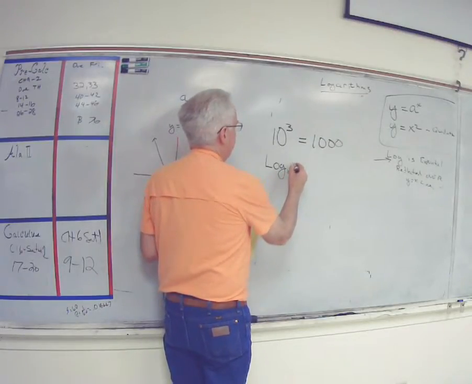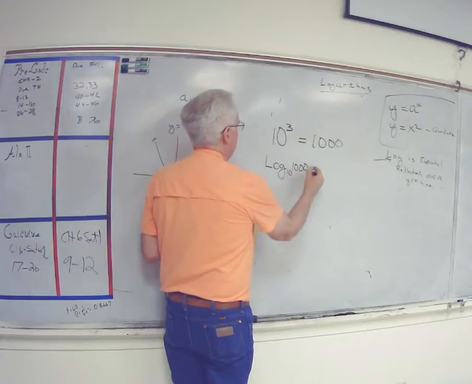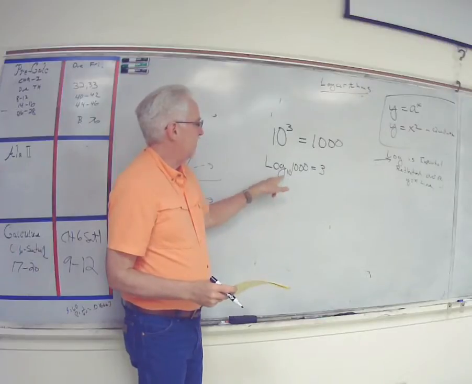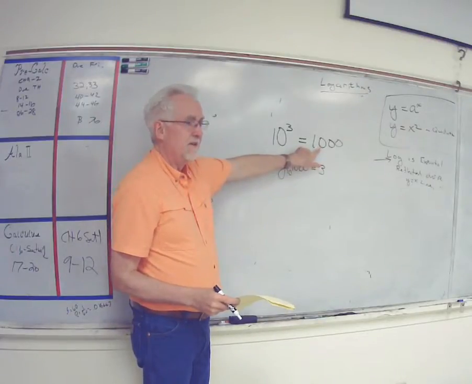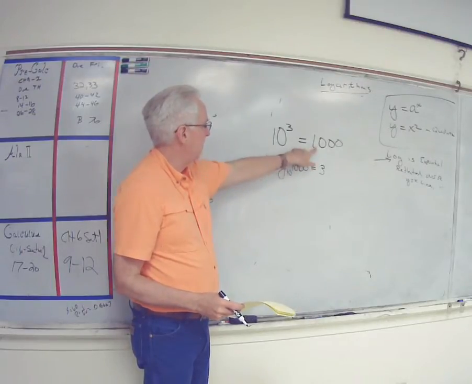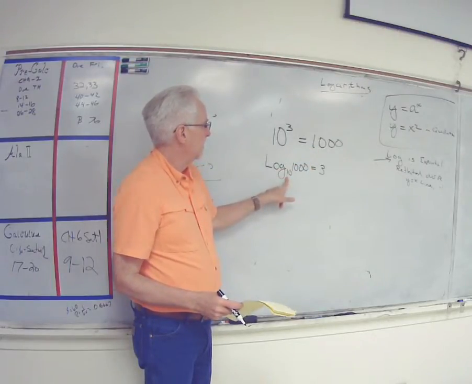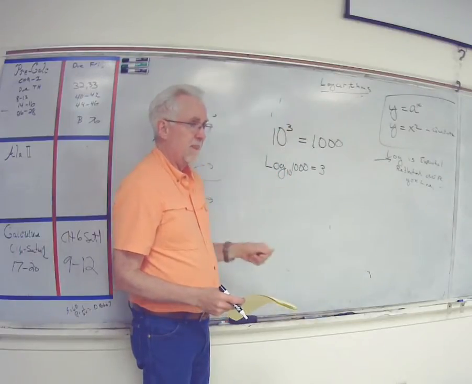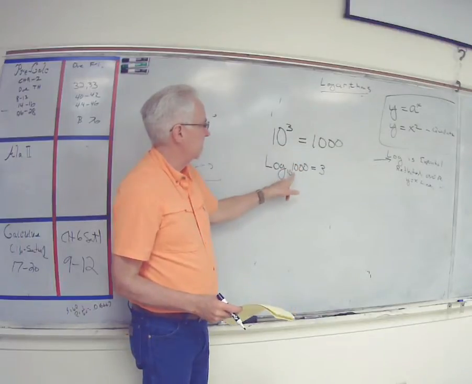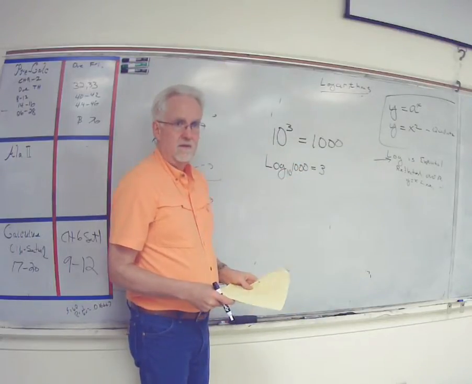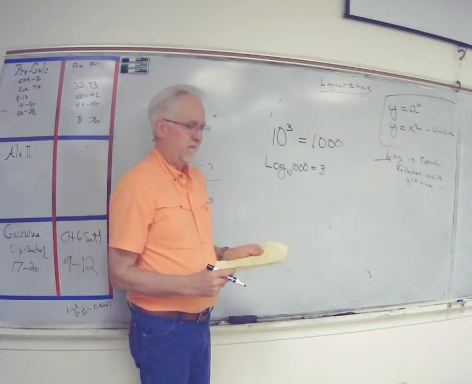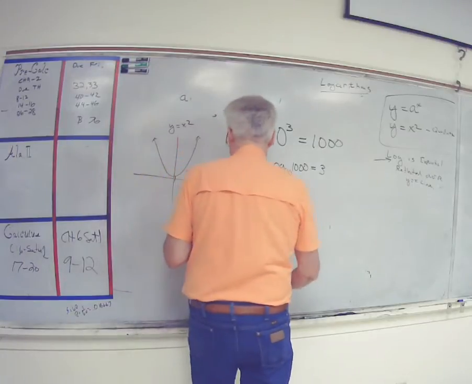Log base 10 of 1,000 equals what? 3. Right? Because if I take the log away, I'm left with 1,000. The 10 goes to the other side, the 3 goes up. So here, the way you've got to look at it is the 3 comes down and the 10 goes to the base on the other side. I think it's easier going the other way, don't you? Okay, so let's practice some of these.